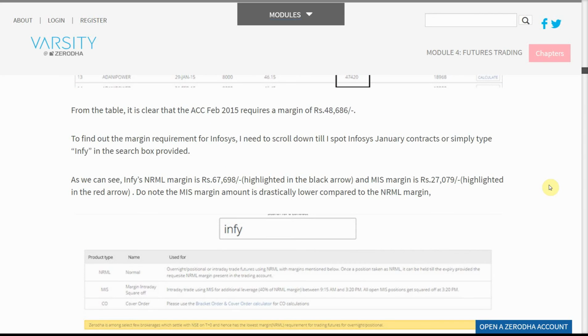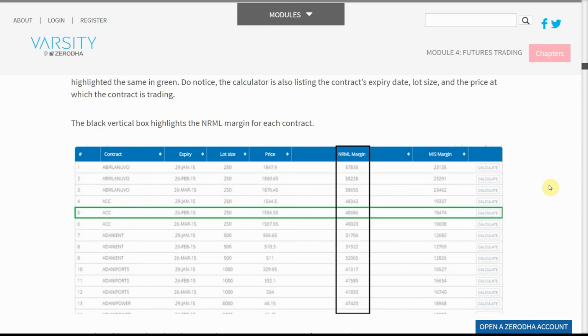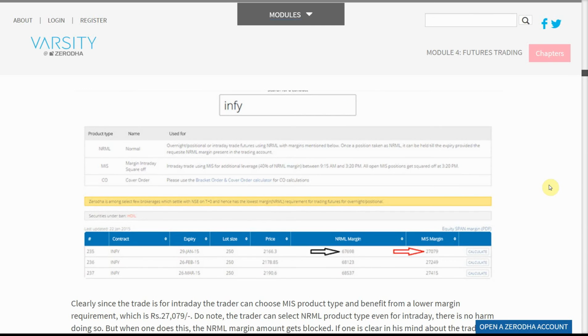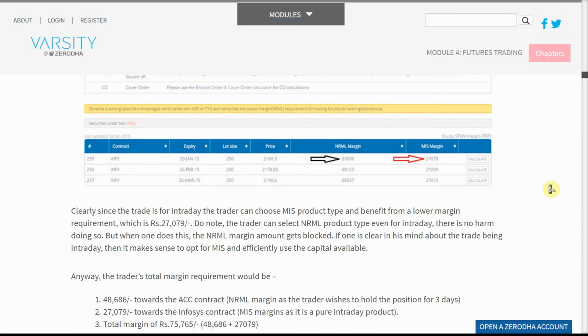To find out the margin requirement for Infosys, I need to scroll down till I spot Infosys January contracts or simply type INFY in the search box provided. As we can see, INFY's NRML margin is 67,698 rupees, highlighted in the black arrow, and MIS margin is 27,079 rupees, highlighted in the red arrow. Do note the MIS margin amount is drastically lower compared to the NRML margin. Clearly, since the trade is for intraday, the trader can choose MIS product type and benefit from a lower margin requirement, which is 27,079 rupees.